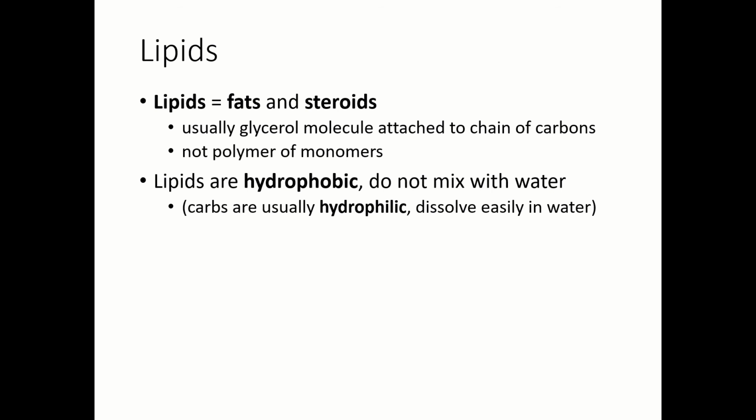Lipids are fats, also steroids. Steroids are a group of hormones, signaling molecules in the body that are also lipids. Most fats are a glycerol molecule attached to a chain of carbons. They are not polymers. Okay, so all the other things that we've talked about, the carbs, the proteins, nucleic acids, those were all polymers. Fats are different. Fats are usually a chain of carbons with hydrogens, or a ring structure as with the steroids.